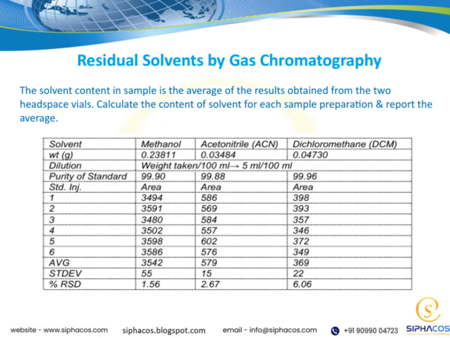For each sample preparation, we analyze both vials, calculate the solvent content from each, and then take the average to get a representative value. This method minimizes variability and provides a reliable estimate of the residual solvents present. Remember, the goal of this process is to accurately quantify residual solvents using gas chromatography. It's a critical step in ensuring our product safety and quality. By thoroughly calculating and averaging these results, we can confidently report the solvent content, which ties back to our overall theme of quality control and compliance.